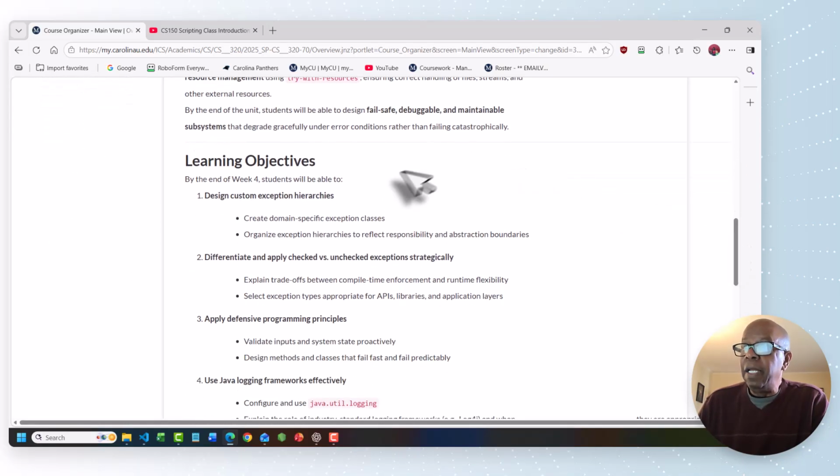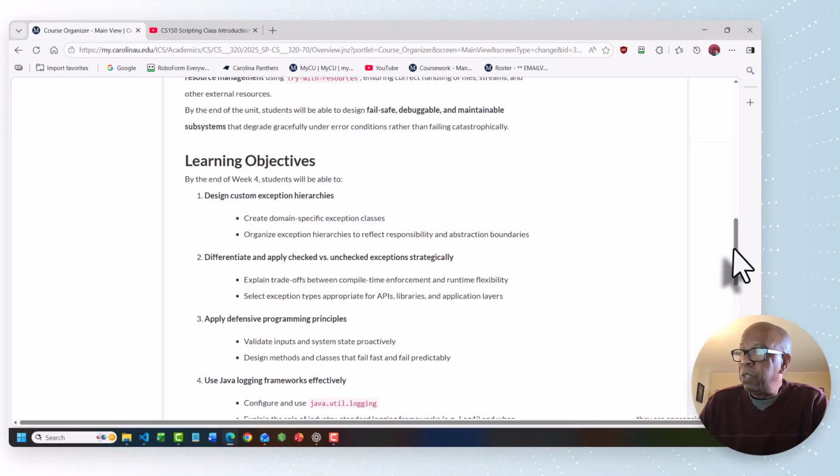So we're going to be looking at designing custom exception hierarchies, differentiating and applying checked and unchecked exception strategy. We don't necessarily have to check everything that possibly could go wrong. So here we're going to talk about what is that strategy that will be the best of both worlds, where we have things that need to be checked, and things that we may be able to get away with. We may not check them.